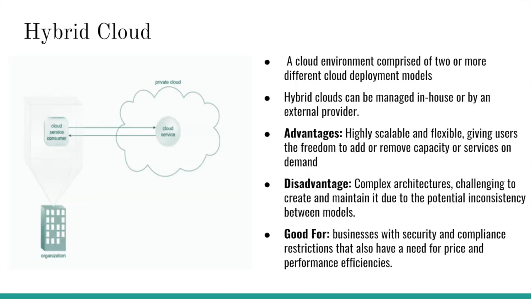A hybrid cloud is a cloud environment comprised of 2 or more different cloud deployment models. For example, a cloud user may choose to deploy cloud services processing sensitive data to a private cloud and other, less sensitive cloud services to a public cloud. The result of this combination is a hybrid deployment model. Hybrid clouds can be managed in-house or by an external provider.